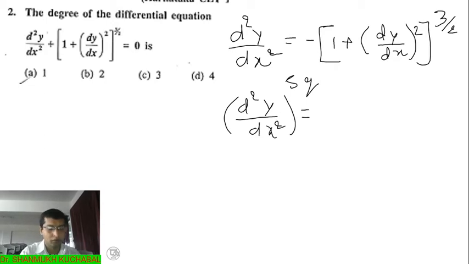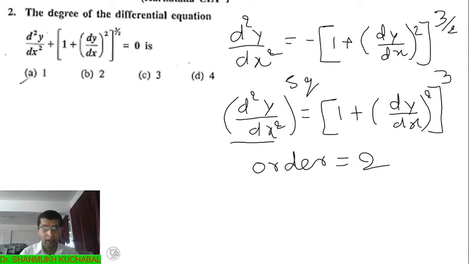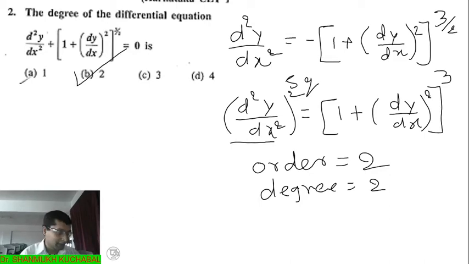So squaring, we get d square y by dx square equal to, if you take the square, 1 plus dy by dx whole square raised to 3. Now order: the highest order is second order, so the order of this differential equation is 2, and squaring we got raised to 2. Now degree: the highest order is 2, its power is 2, so the degree of this differential equation is 2. Therefore option B, 2, is the right answer.